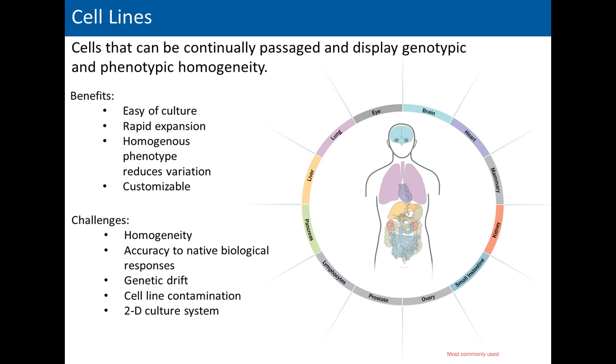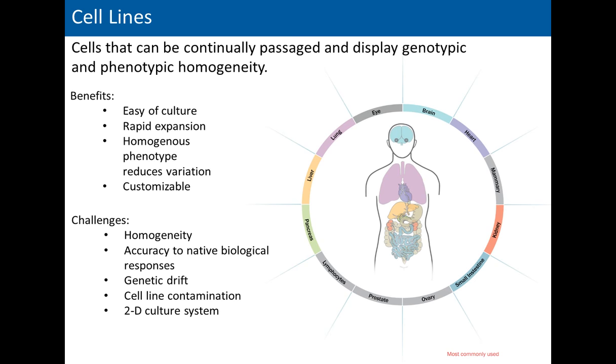And so the benefits of using cell lines in general are their ease of culture and rapid expansion ability in culture. They also display a homogeneous phenotype, which is good in that as you set up your high throughput experiments, this will help reduce your inter and intra experimental variation. And then they're also customizable, so you can transfect these cell lines with a protein of interest and look at drug-protein interactions specifically.